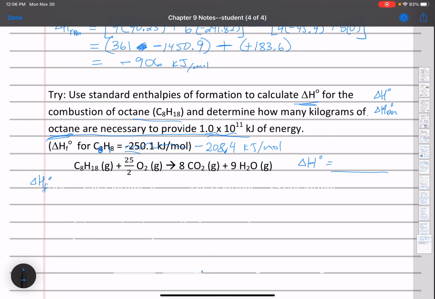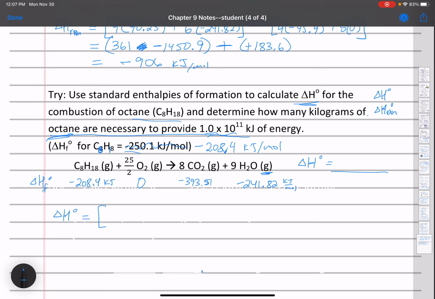So it wasn't in the table in the textbook, so I looked it up separately, but all the others are in the table. So this one is negative 208.4 kilojoules per mole. Oxygen is 0. Carbon dioxide in the table, when we look it up, is negative 393.51 kilojoules per mole. And water, or steam, gas, H2O gaseous, is negative 241.82 kilojoules per mole.